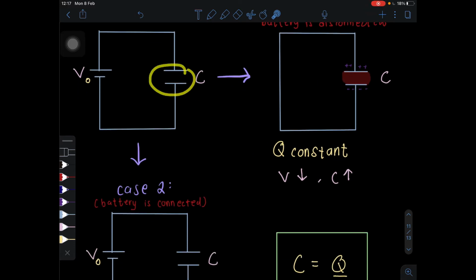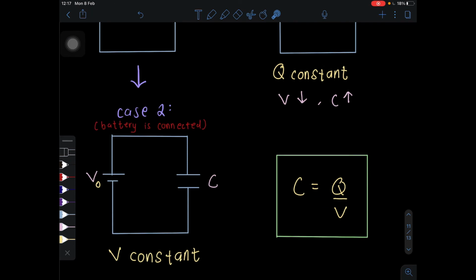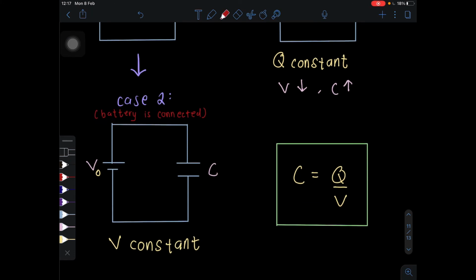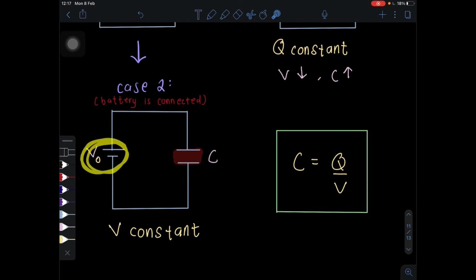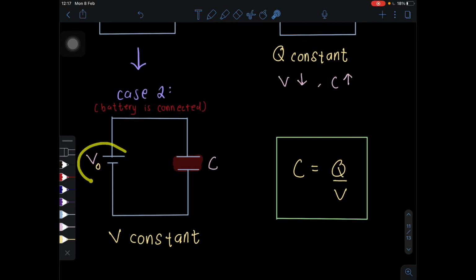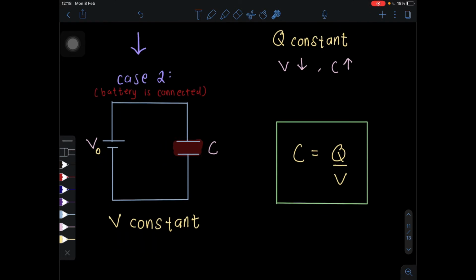Okay, so now second case. Semasa capacitor ni masih lagi connected to the battery, still connected, and then we insert the dielectric in between. Maksudnya dekat sini battery kita tidak disconnect, still sama. Okay, so apabila battery ni sama, still lagi connected, V akan constant because battery is keep giving the charge to the capacitor, so V dekat sini will be equal to V dekat capacitor. That's why dia akan constant.